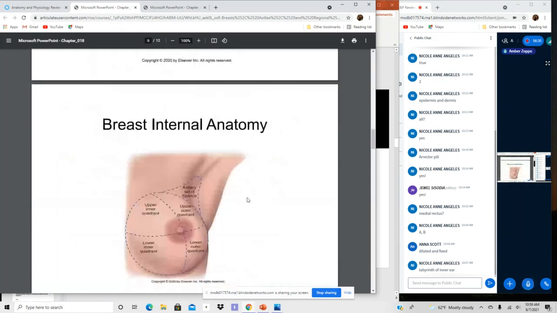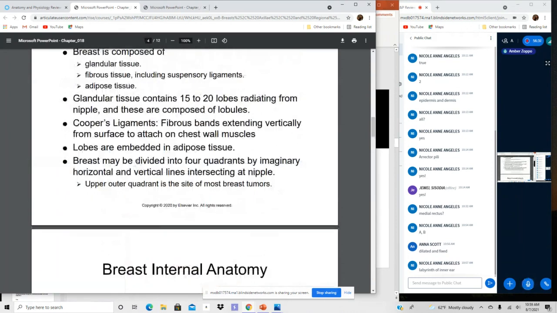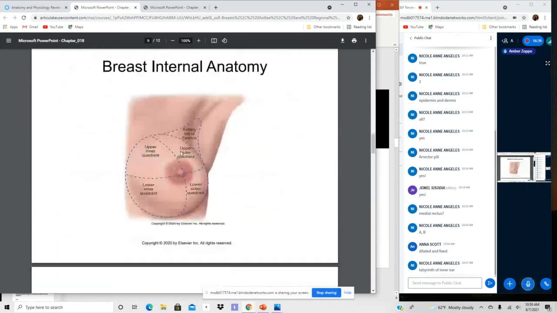So this is talking again about how the breast is divided. It can be divided into 4 quadrants: upper inner, upper outer, lower inner, and lower outer. And it's important to remember that the upper outer quadrant is the site where breast tumors most commonly occur.